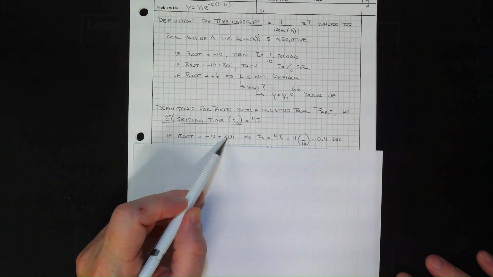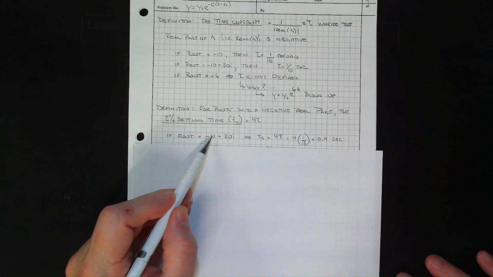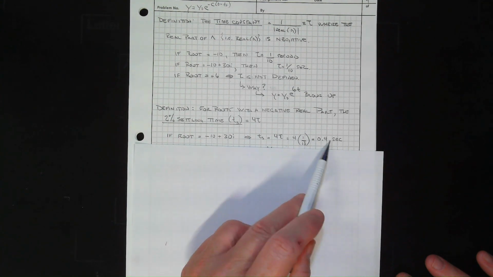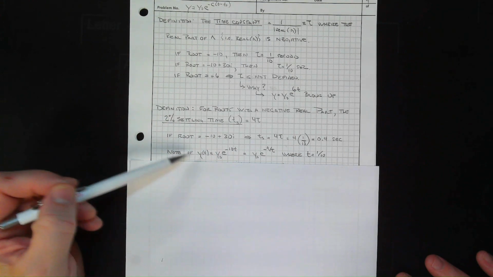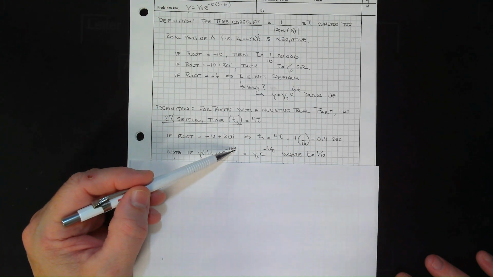Now I ignore this. Okay, so then given this part, the time constant would be, ignore the minus sign, 1 over 10, and then multiply by 4 time constants. So it's 0.4 seconds. Okay, and here's what happens. So here's my complementary solution, what it looks like. So some initial condition, don't care about that, e to the minus 10t.